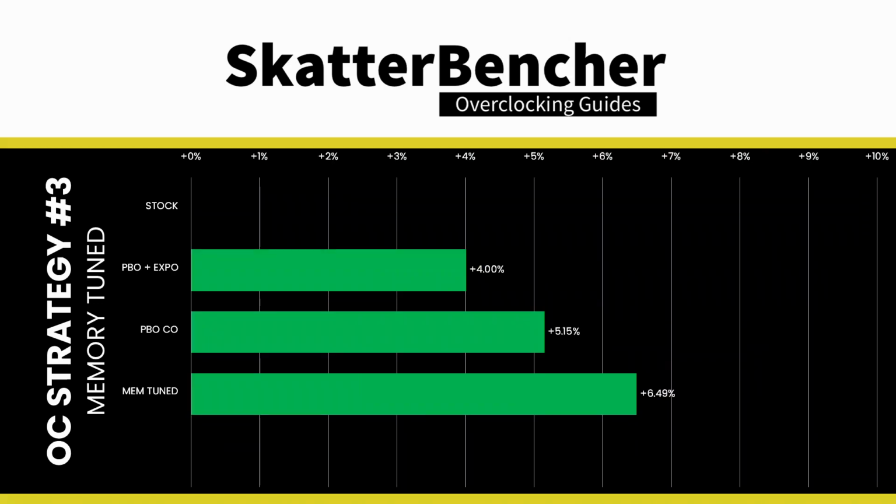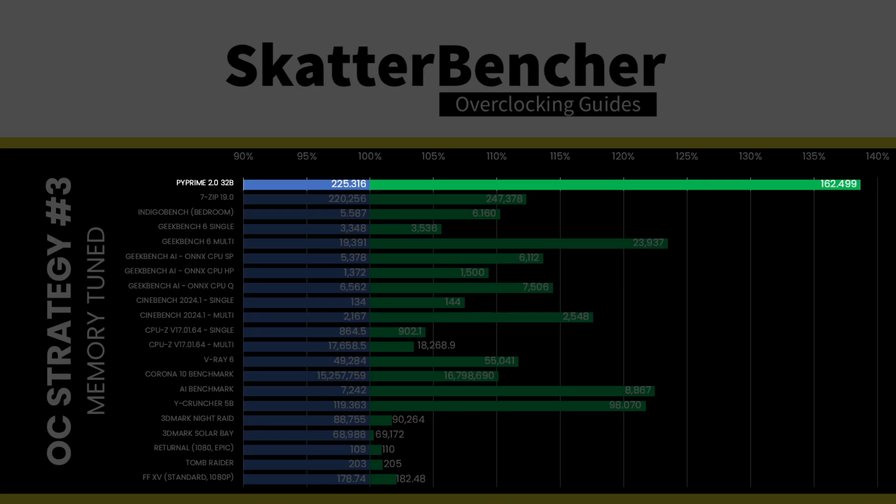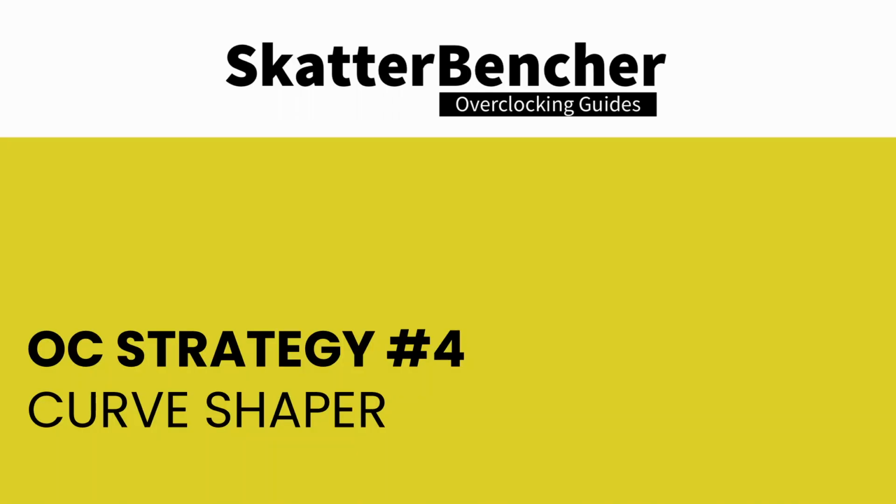The GeoMean benchmark performance improvement is plus 6.49%, and we get a maximum improvement of plus 38.66% in PY prime. In our fourth and final overclocking strategy, we take advantage of Curve Shaper to try and squeeze more performance out of our CPU.